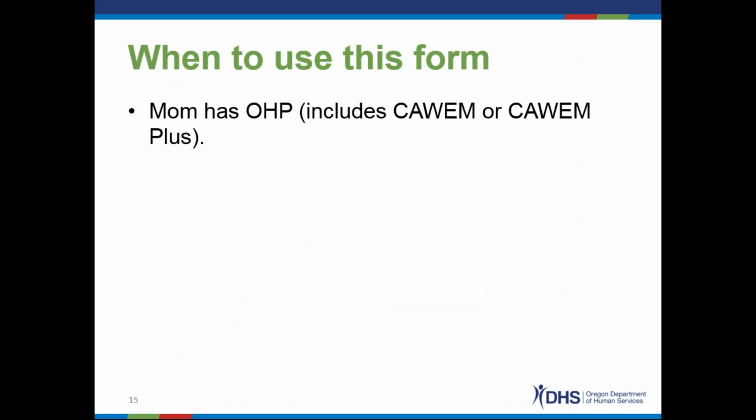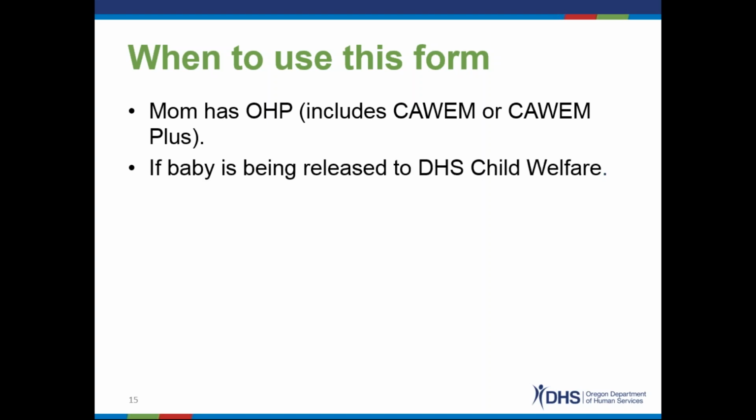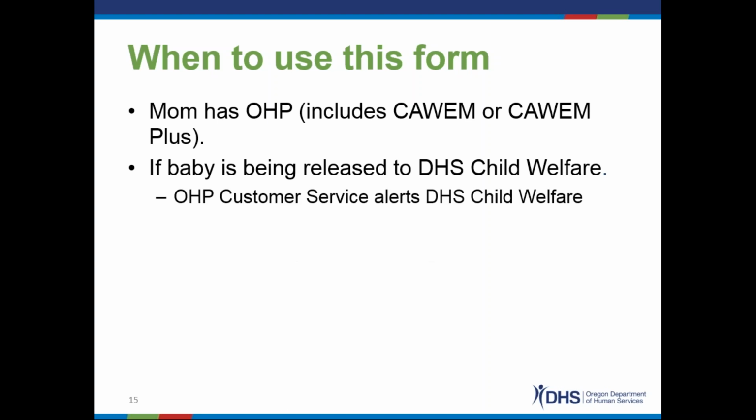When to use this form. So this newborn notification form really should only be used if mom has Oregon Health Plan, and this includes CAWEM or CAWEM Plus, or if baby is being released to DHS Child Welfare, because this form will be used for OHP customer service to alert DHS Child Welfare of the newborn.